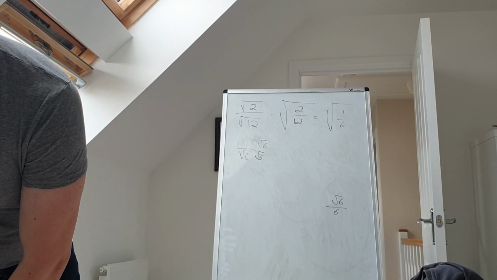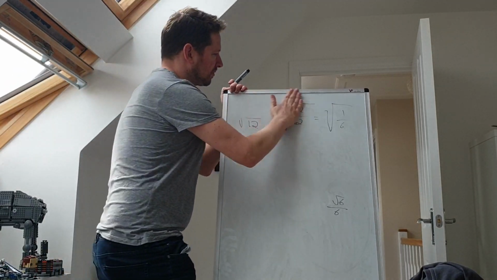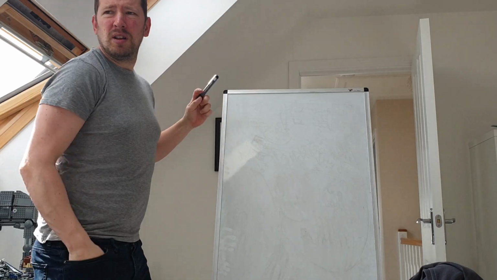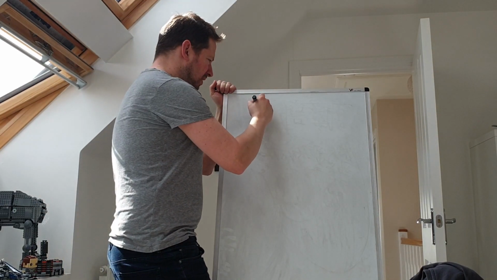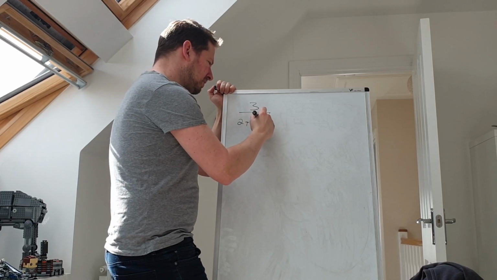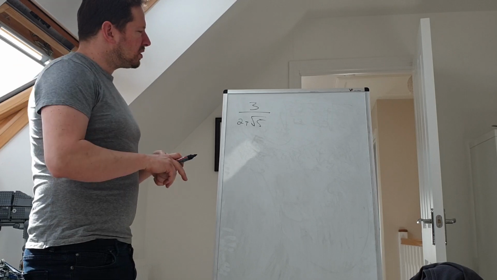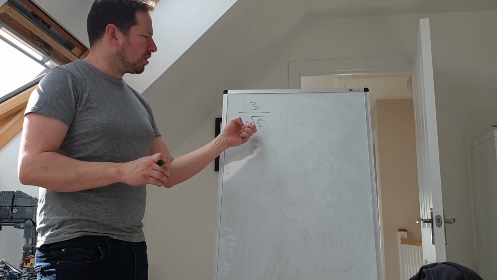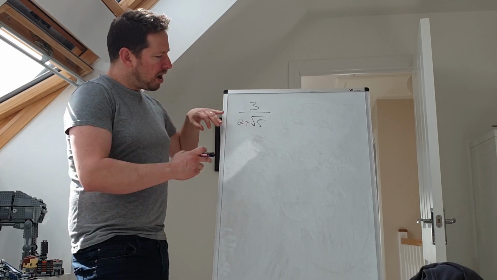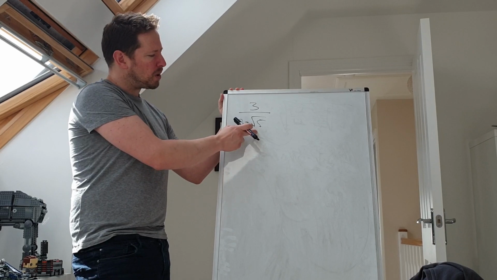Okay, we've got one more example. So I've got 3 over 2 plus the square root of 5. And what we're going to do is we're going to rationalise this, so we need to get rid of the square root on the bottom. However, the difference is now we haven't just got a square root on the bottom. I've got 2 plus the square root. So we've got 2 things on the bottom and only one of them is the square root.